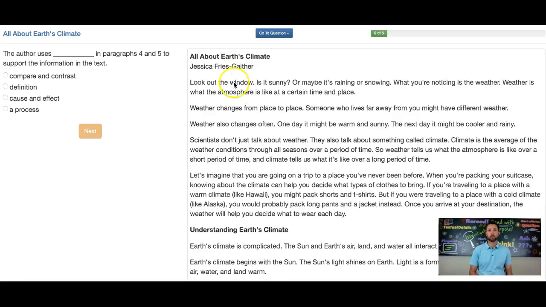So let's go ahead and jump over here to the text and let's count them together. If you're counting, count to yourself. 1, 2, 3, 4, and 5. So 4 and 5 is where we're going to find the answer to this question.